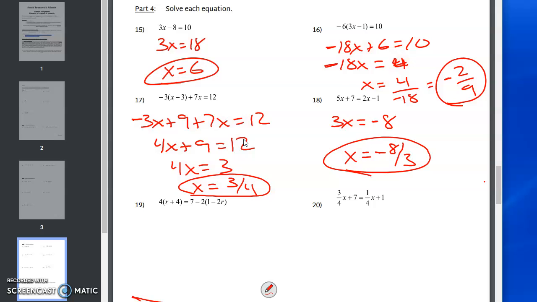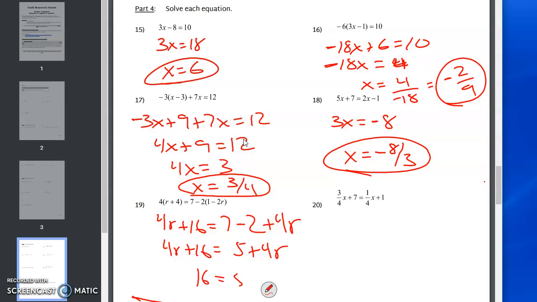Here, distribution. 4r plus 16 equals 7 minus 2 plus 4r. Combine your like terms. We get 5 plus 4r on the right side. Okay. The 4r's cancel when you subtract them, and I'm left with literally a false statement. That's the example of no solution. So if you eliminate all the variables and you're left with just numbers, that's a no solution.